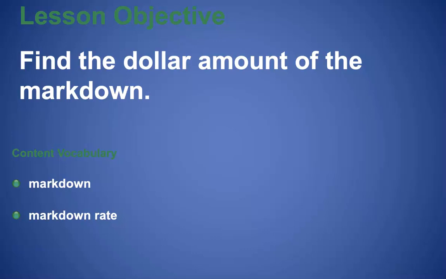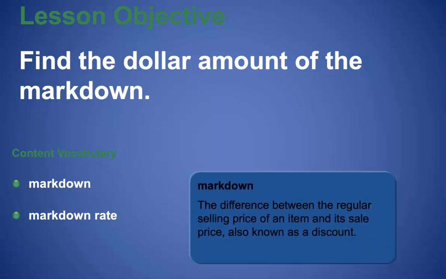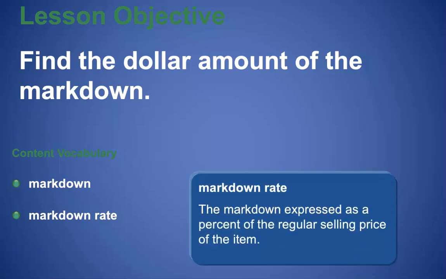So, on your notes, you have these two vocab sheets. A markdown is the difference between the regular selling price of the item and the sale price. It is also known as the discount. The markdown rate is expressed as a percent of the regular selling price. So like 30%, 40%. You might even want to make sure that you're writing that here as a percentage.